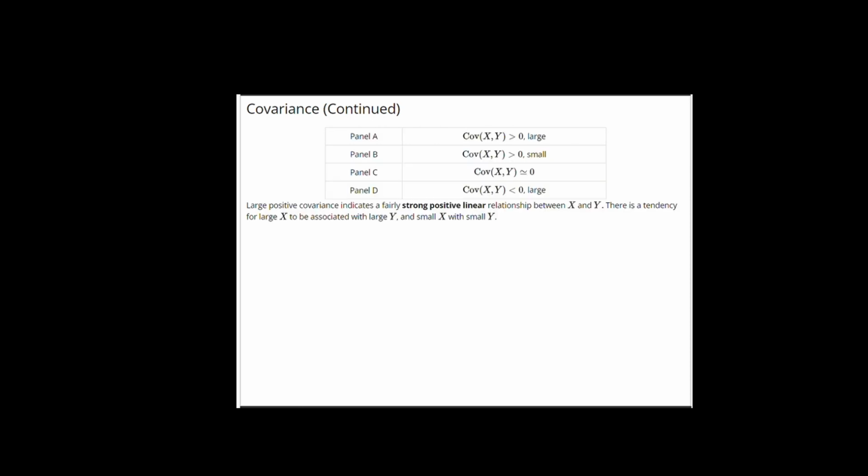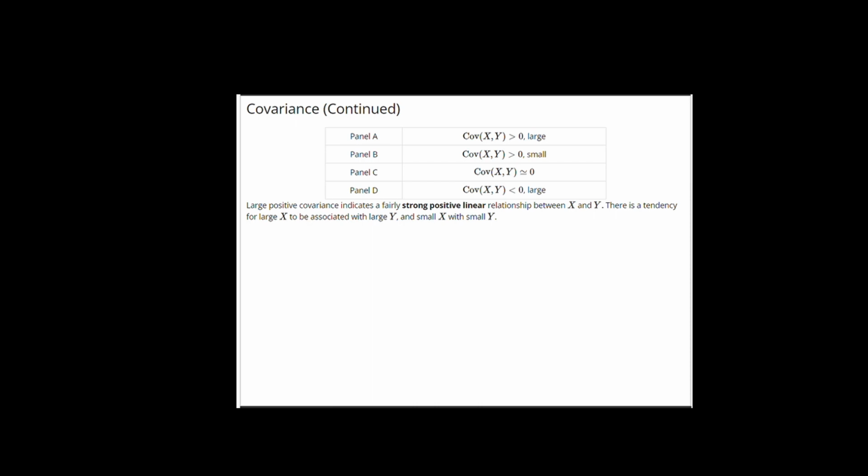So in summary, in those four figures, the covariance was positive in panel A and large, positive in panel B, but smaller, approximately zero in panel C, and very negative in panel D. A large positive covariance seemed to indicate a fairly strong positive linear relationship between random variables x and y.